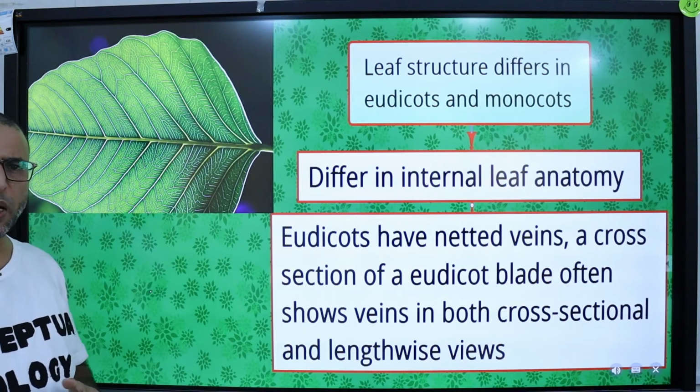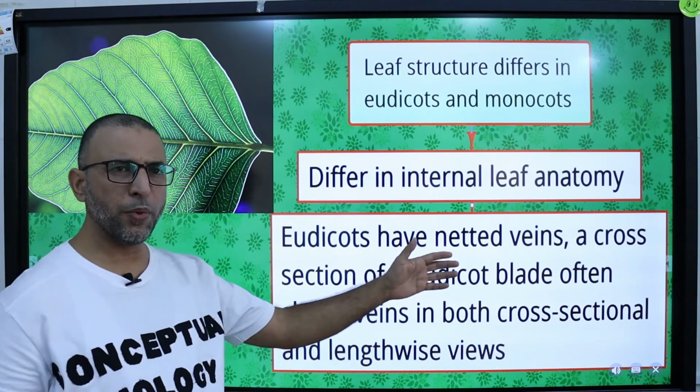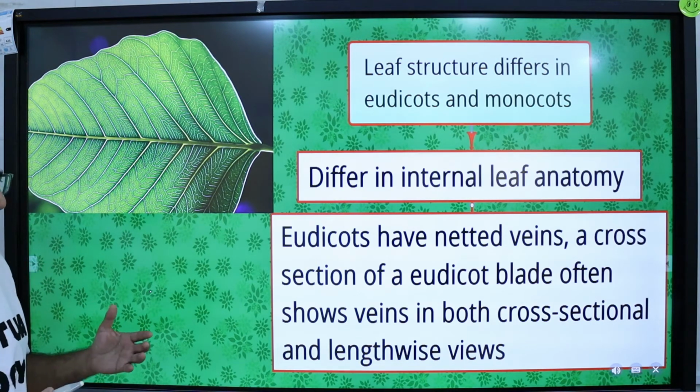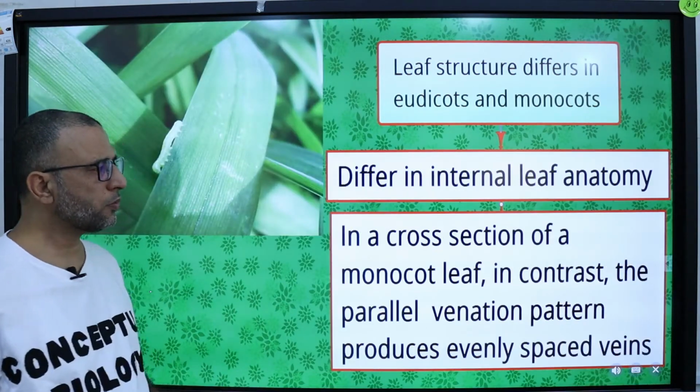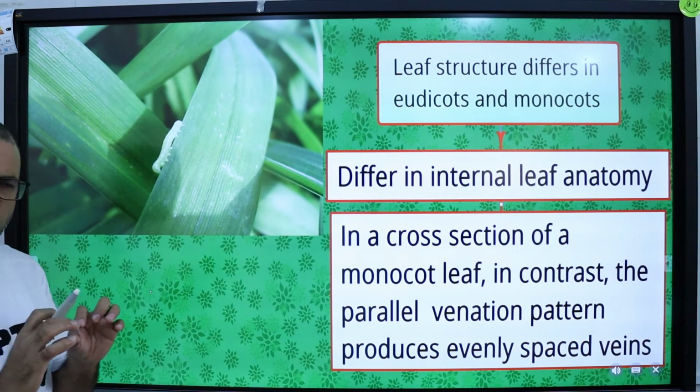Eudicot leaf that has netted veins. So, the cross section of a eudicot blade often shows veins in both cross sectional as well as lengthwise views. But in the cross section of a monocot leaf, because they have parallel venation, the vascular tissues are evenly spaced in veins.